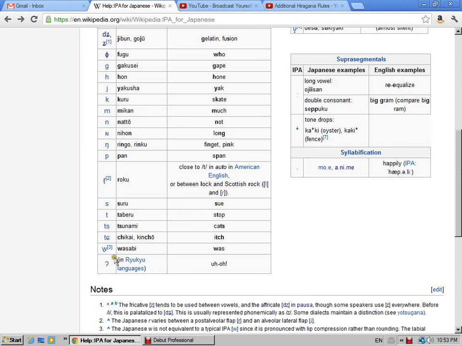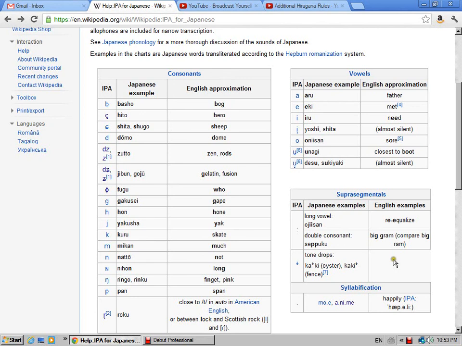Don't worry about this. I thought these were good examples that they used here. When you have a long vowel, notice this is J-I-I, Ojiisan. Here it's reequalize, because you can't say re-equalize. It's not accurate to say re-equalize. You're like repeating it, but they slur together, so it becomes a long E.